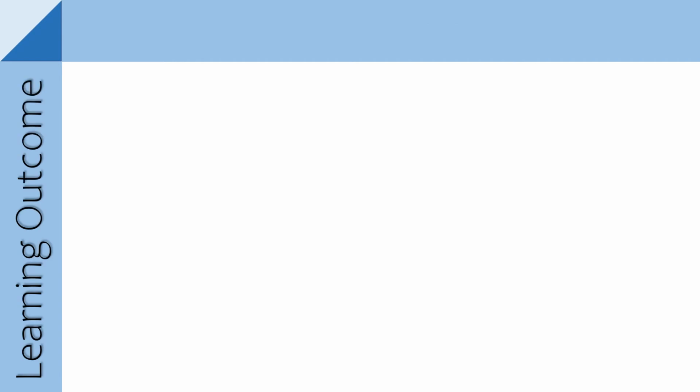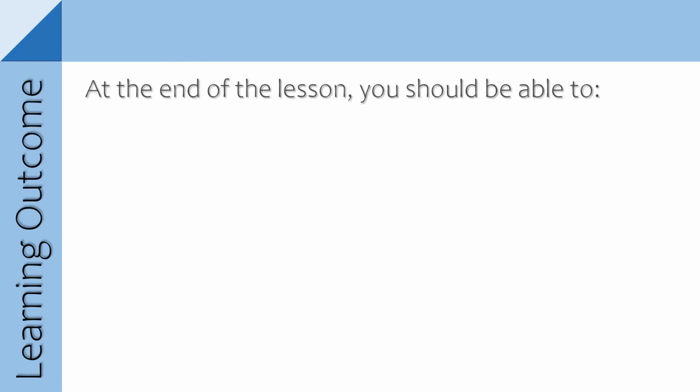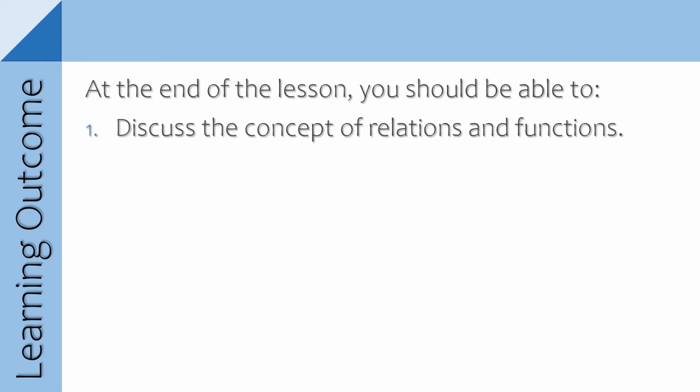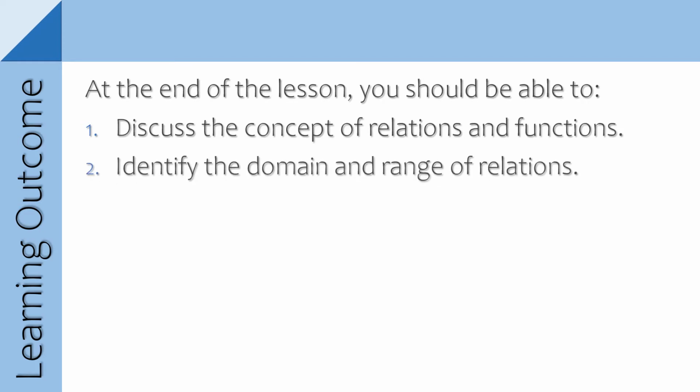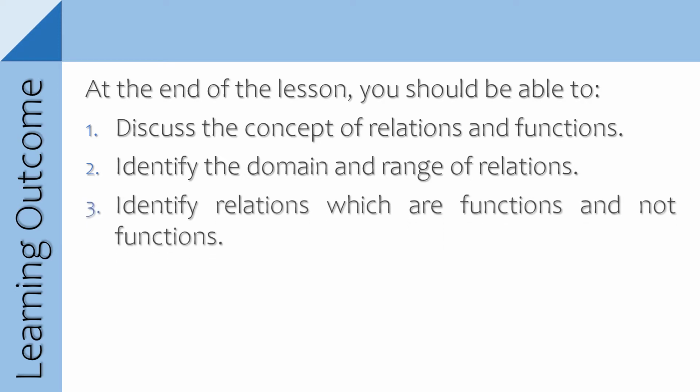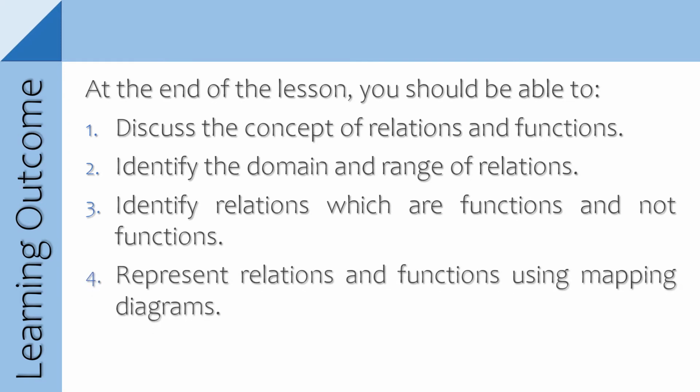For the learning outcomes, at the end of the lesson, you should be able to first discuss the concept of relations and functions. Second, identify the domain and the range of the relations. Next, identify relations which are functions and not functions. And the last one is to represent functions and relations using a mapping diagram. Those are our learning objectives.